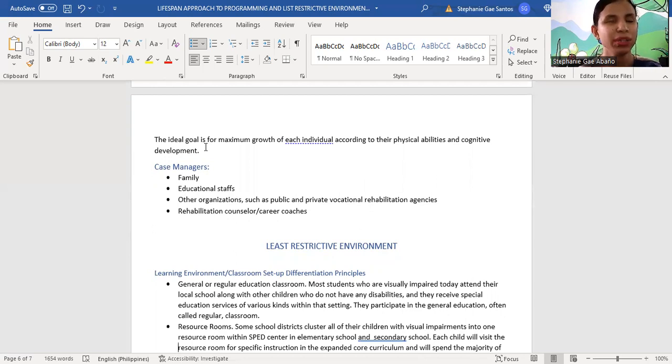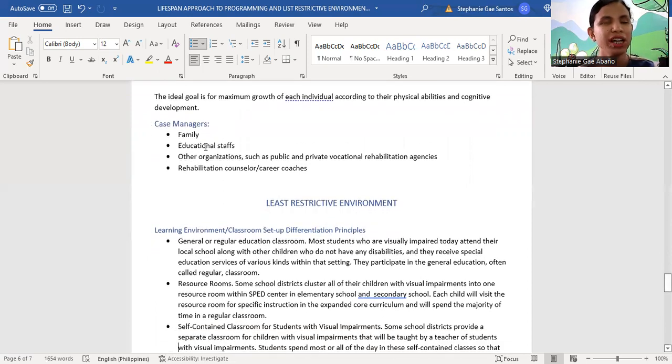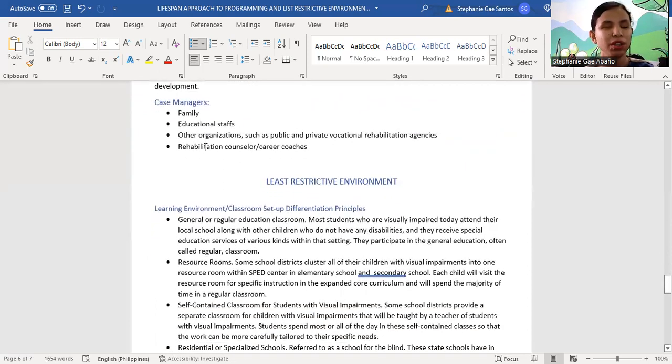So another one is the self-contained classroom, wherein some schools provide a separate classroom for children with visual impairment that will be taught by a teacher of students with VI. Or it can even be one-by-one or individualized instruction, which is tailored to the needs or ability of the child, and depending on the recommendation as well. And another one is, okay, it is a case-to-case basis.